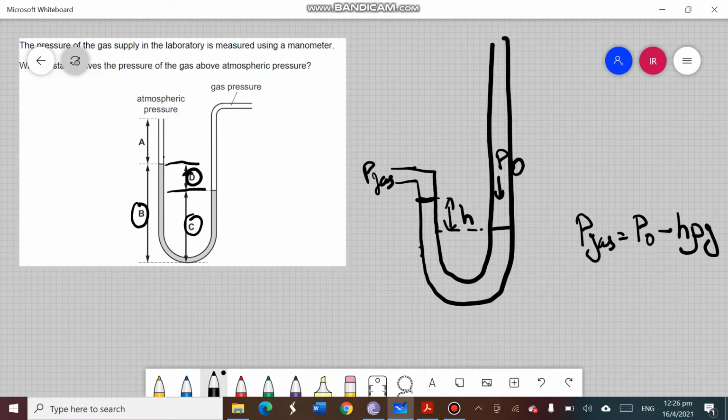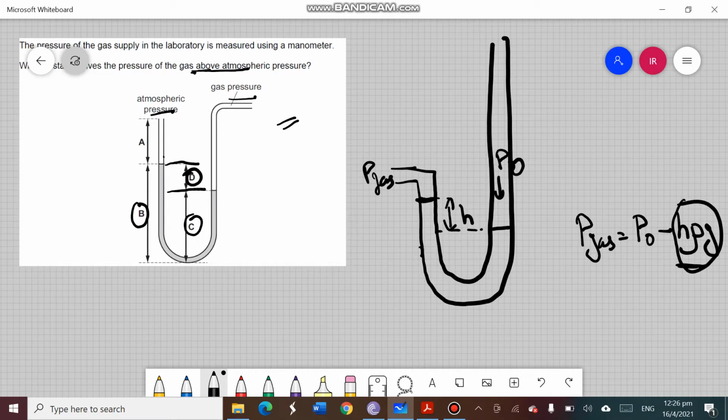So how much is it less than the atmospheric pressure? This much. So again, the answer would have been h rho g only. Whatever the value of h would have been, you would have given this as the answer. The question would have asked you how much is the pressure due to the gas supply below atmospheric pressure. And in the scenario where the gas pressure is larger than atmospheric pressure, it will always say how much is the pressure above atmospheric pressure.